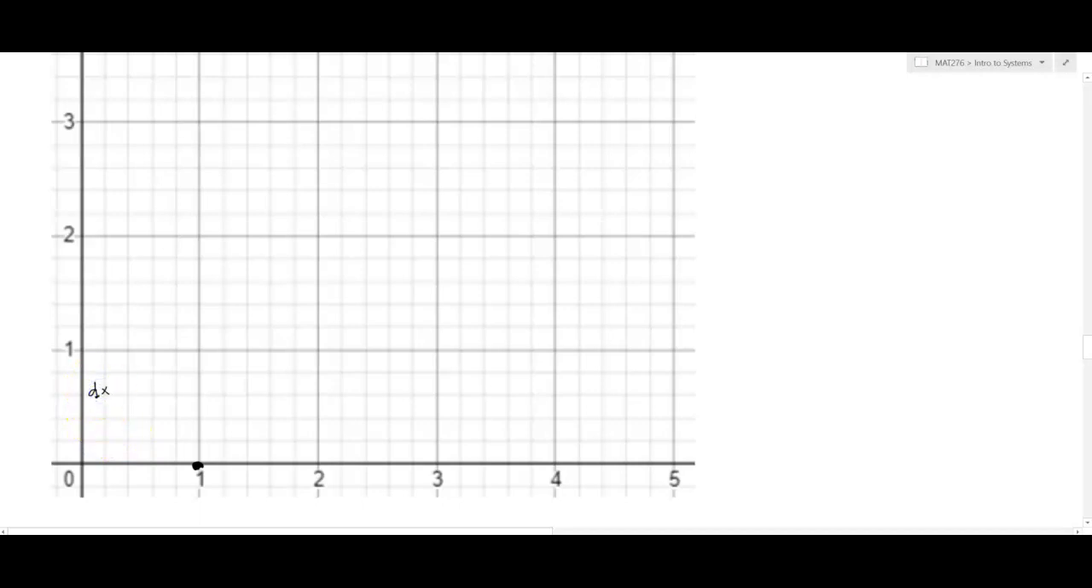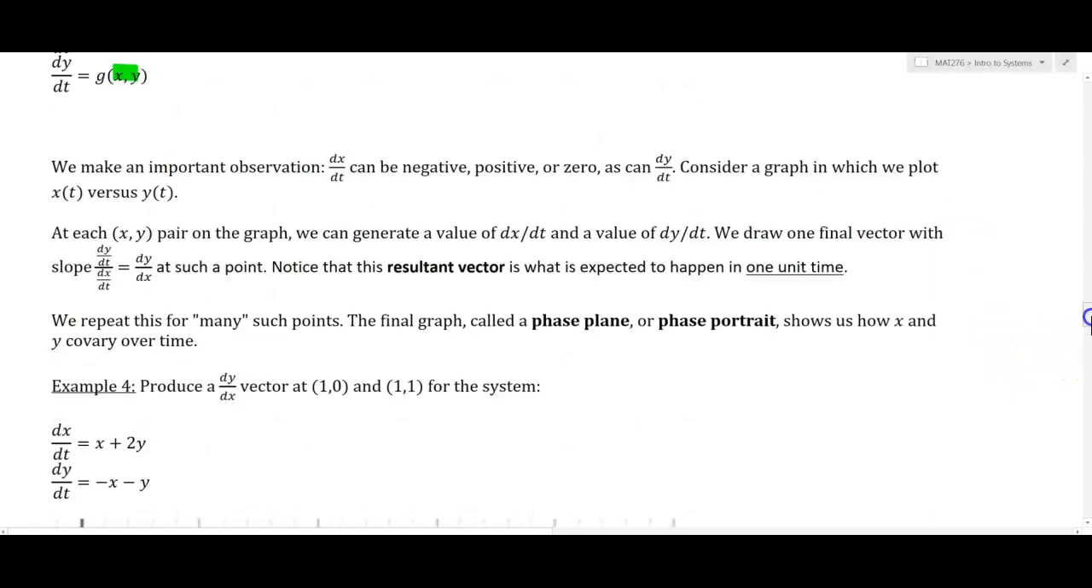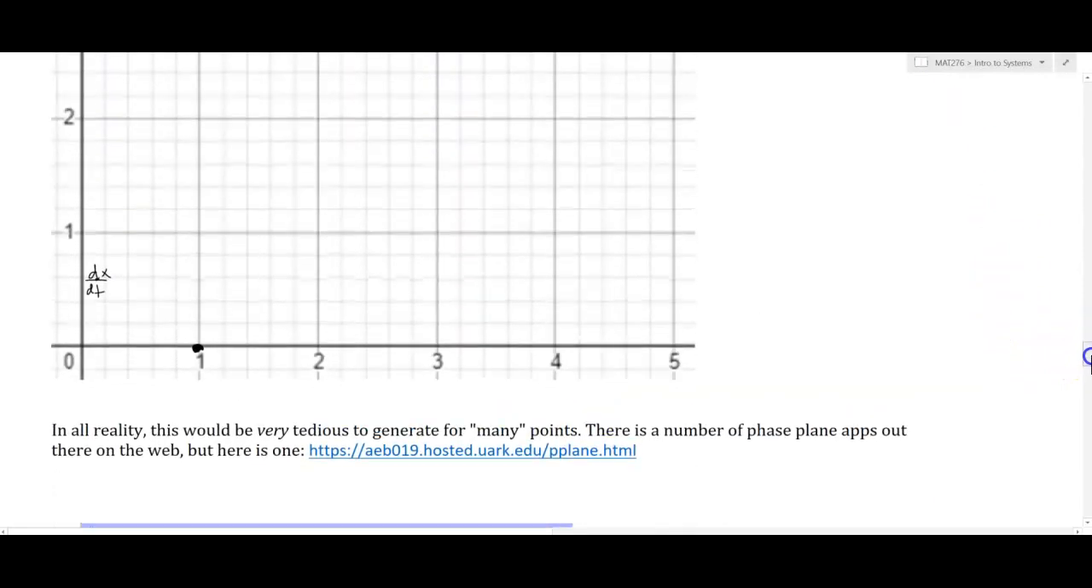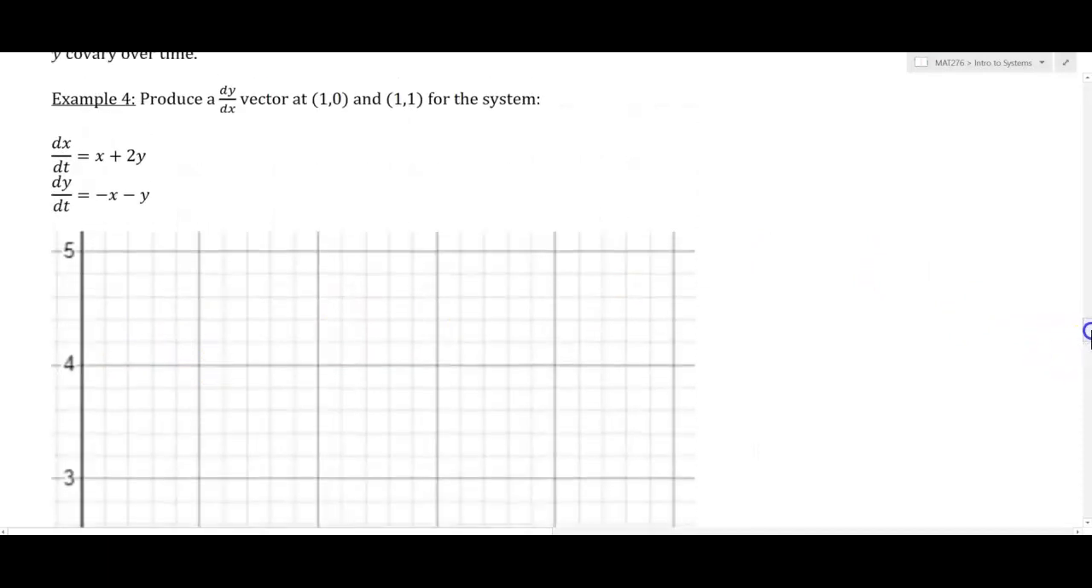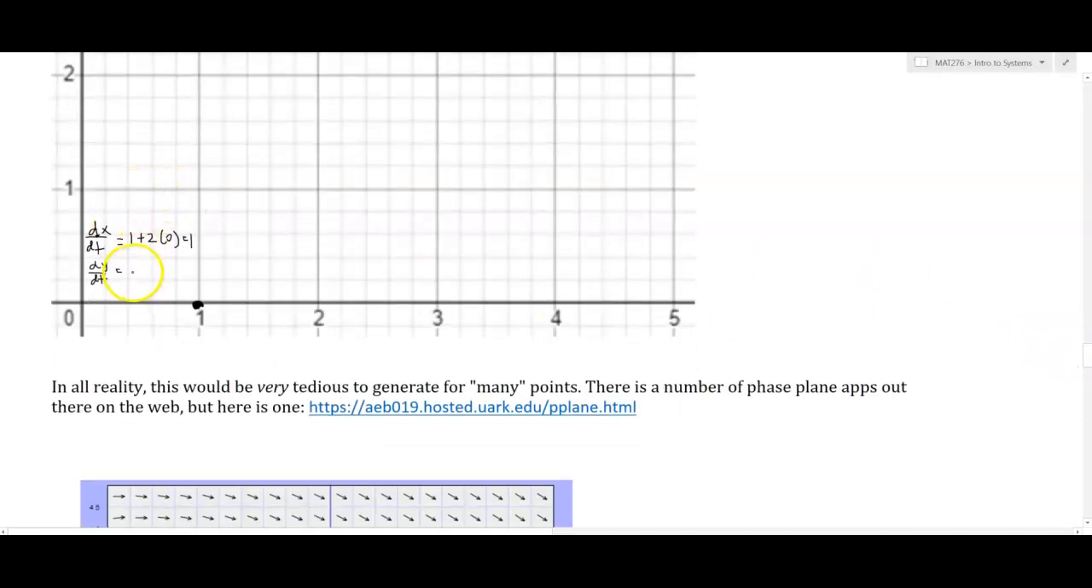To get dx dt, I have to take x plus 2y. The x value is 1, and 2 times the y value, which is 0. That gives me an output of 1. To calculate dy dt for the point 1, 0, that's going to be negative x minus y. So that's negative 1 minus 0, and that comes out to negative 1. Okay, so at this point, I'm going to plot two vectors.